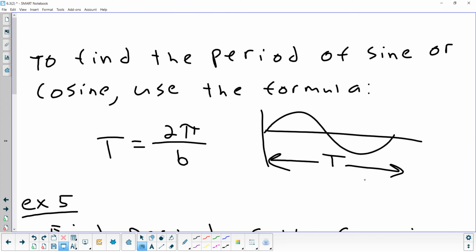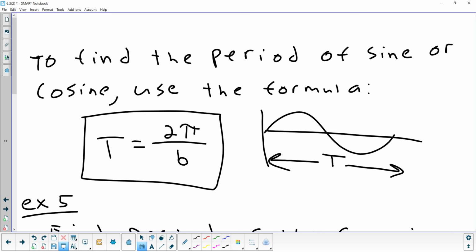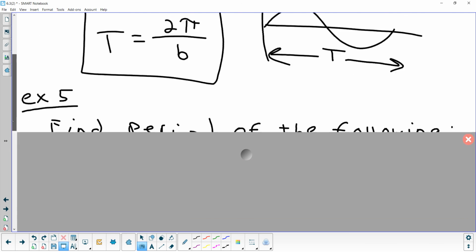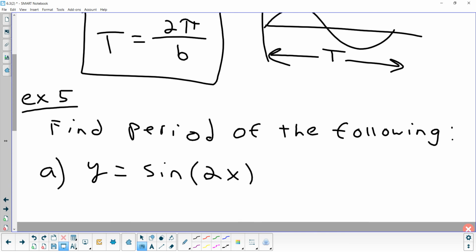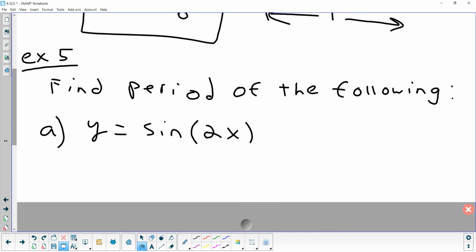All right, so when we stretch or compress the graph horizontally, we are changing the period. There's a formula that you can use to find the length of the new period. I feel like I've said this before. The formula is 2 pi divided by b. So it's not just b, it's 2 pi over b. And that'll tell you the length of one cycle. Okay. So let's take a look at a couple examples and see if we can find the period.